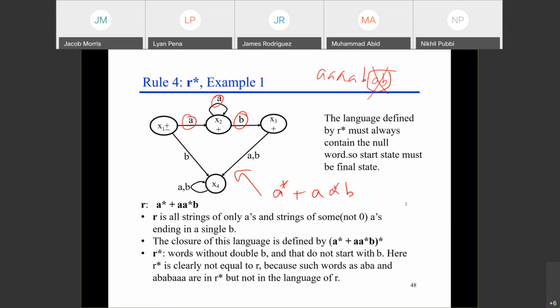Riley, could this also be lambda plus, okay? So Riley, we do not need to write lambda exclusively, because when you have A star, it implicitly means that it has lambda there. So you can get lambda from A star. We have plus here. So plus means either you can choose this or this. And if you want to get lambda, you can get lambda from A star.